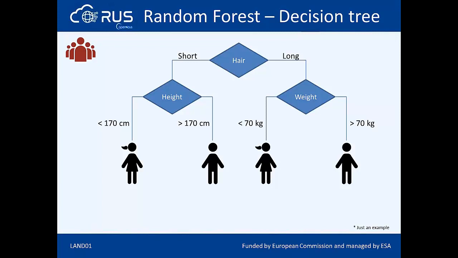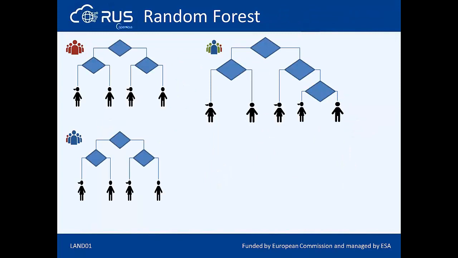Now what will happen is that we will do the same for the other subsets, exactly the same. So for the blue and red subset, we create a tree, which is different from the other one.